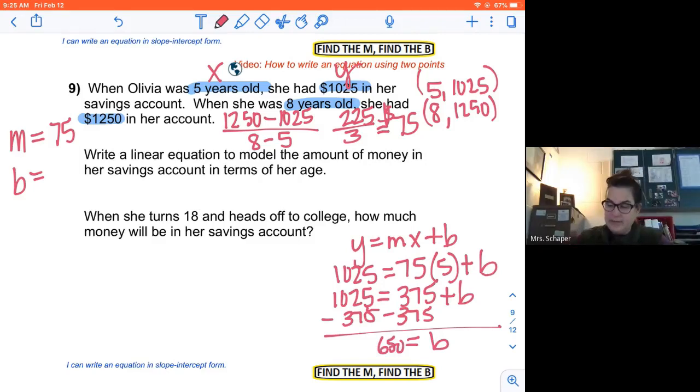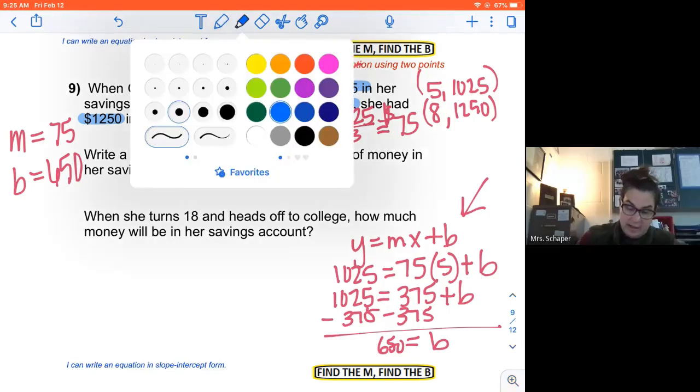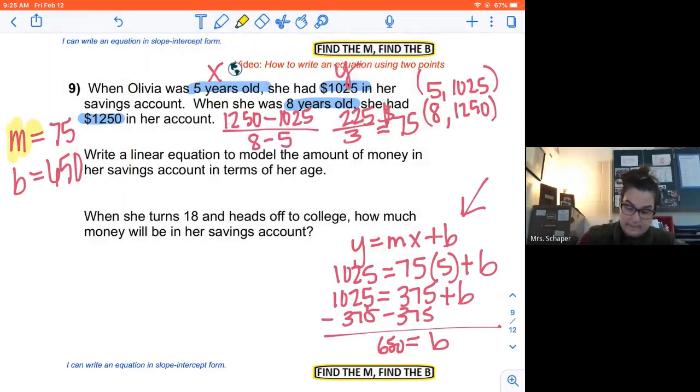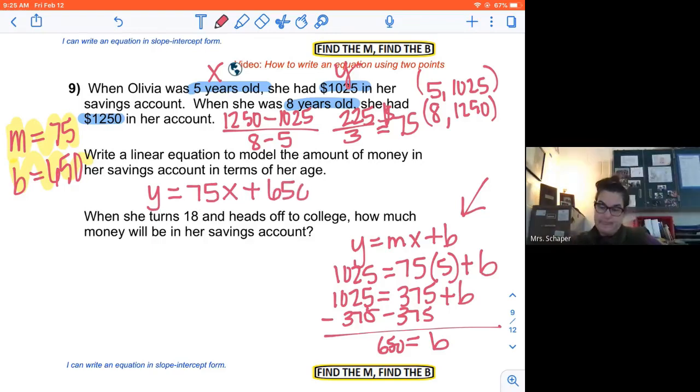Okay. So I have my slope-intercept form. I fill in what I know. I solve for my b. Now I have 650. Now I have the two things that I need in order to get my equation written out. Okay. So I've got that y is equal to 75x plus 650.